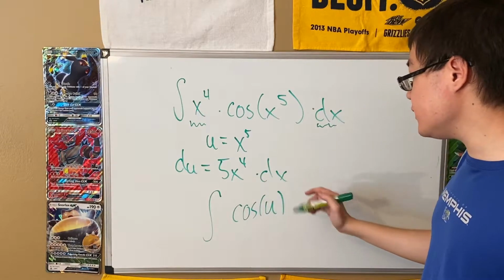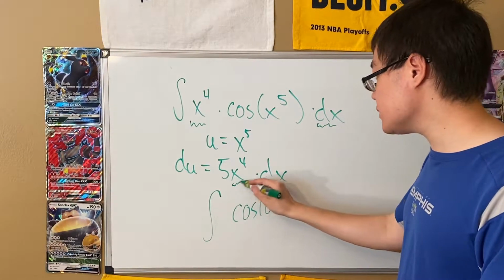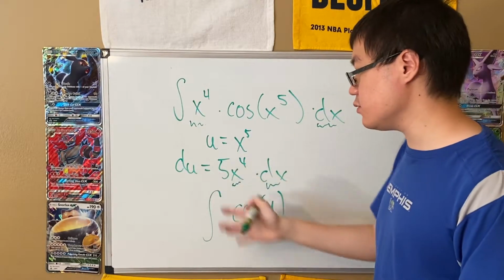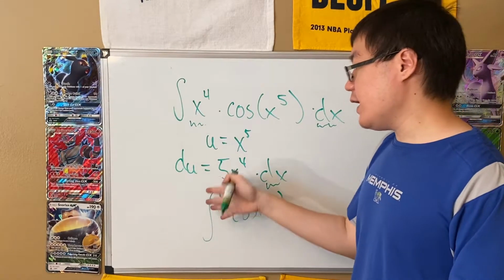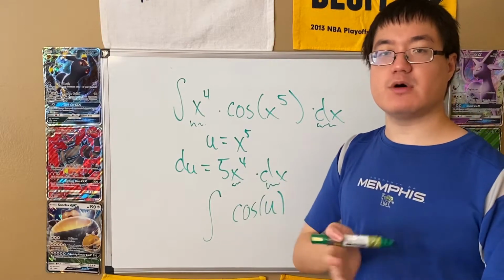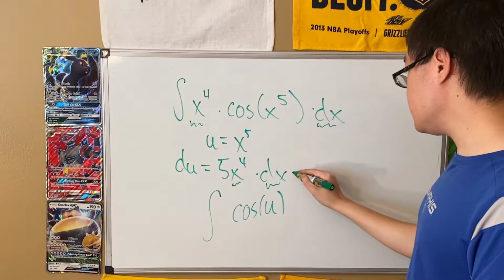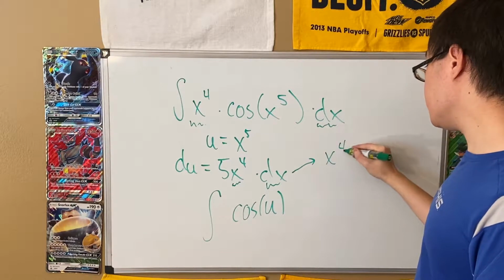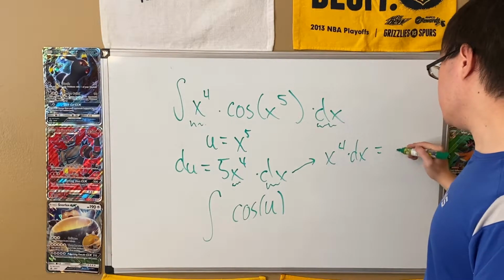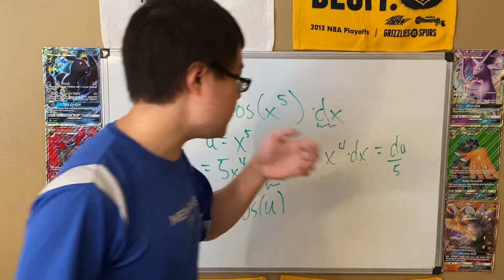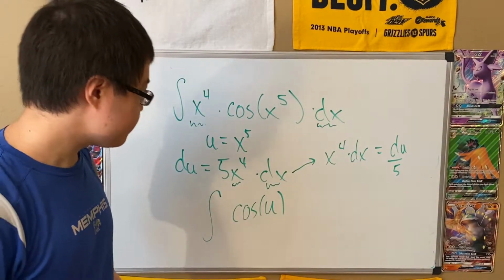So this is substituting in the second thing. So I have x to the 4th dx, and what I'm going to do is isolate x to the 4th dx so I can replace x to the 4th dx with some u's. But notice that I have 5x to the 4th dx. I just want x to the 4th dx. So what I'm going to do is take the 5 and bring it to the other side. So that's going to be x to the 4th times dx is equal to du over 5. I like to do this step. Some students do not like to do this step, but I like to do this step.